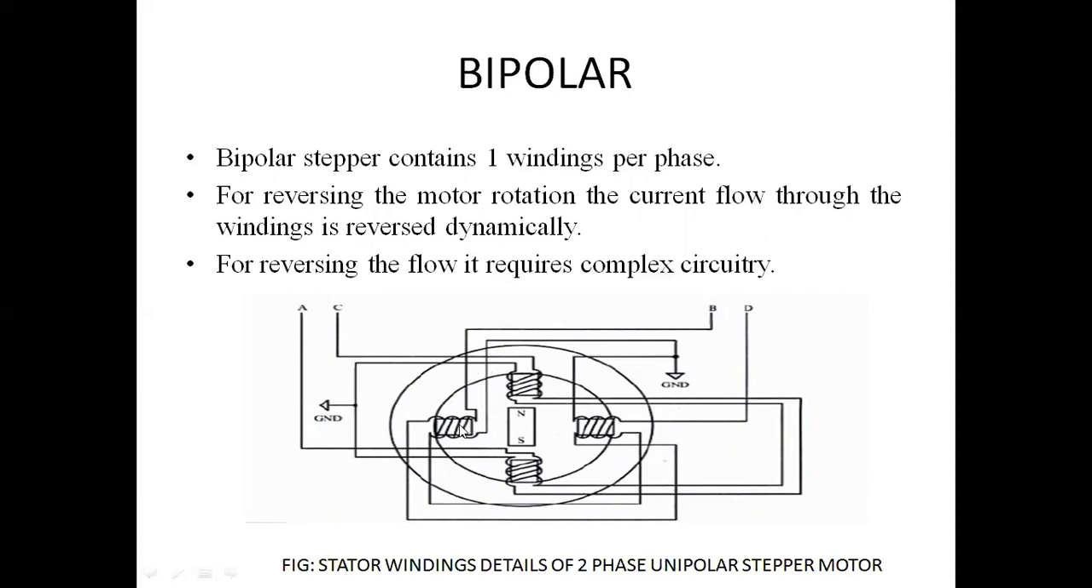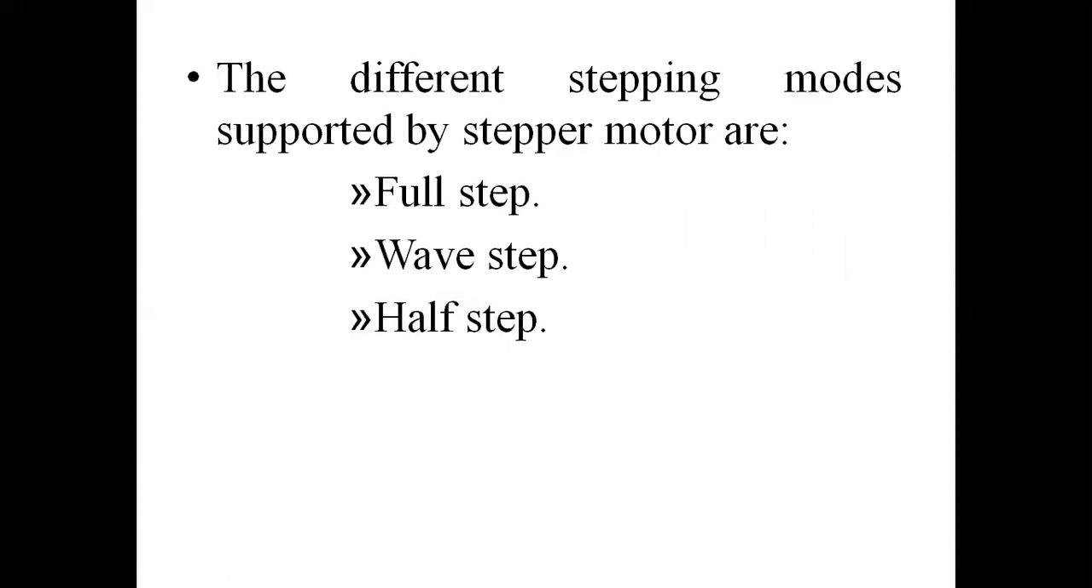The opposite ends are B and D. One end is connected to B and another end is connected to D, whereas the other ends of these two will be connected to ground. So this is how the bipolar stepper motor is wired. The different stepping modes supported by a stepper motor are full step, wave step, and half step. We're going to see these in detail.